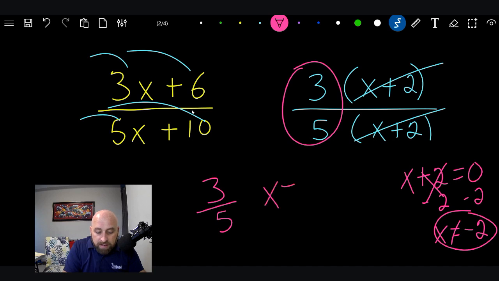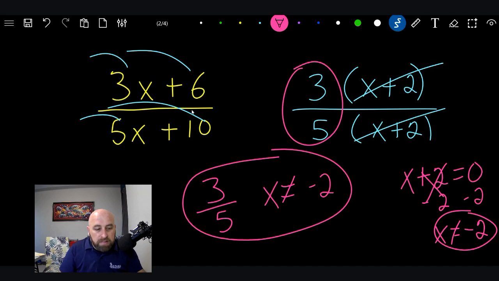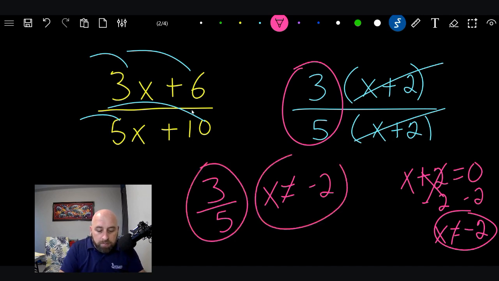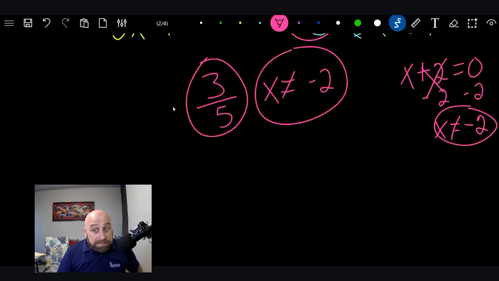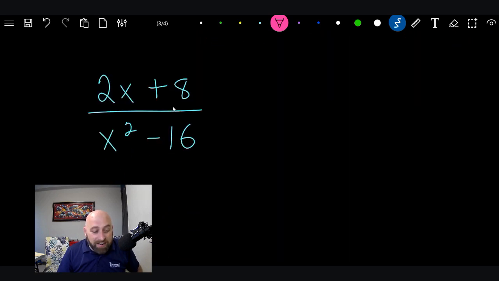3/5, and x cannot equal -2. And I would probably circle both of those separately, and that'll help me to see that you know what you're doing there. Okay? All right, those aren't too bad, right? Well, we always think that, and then they get harder.